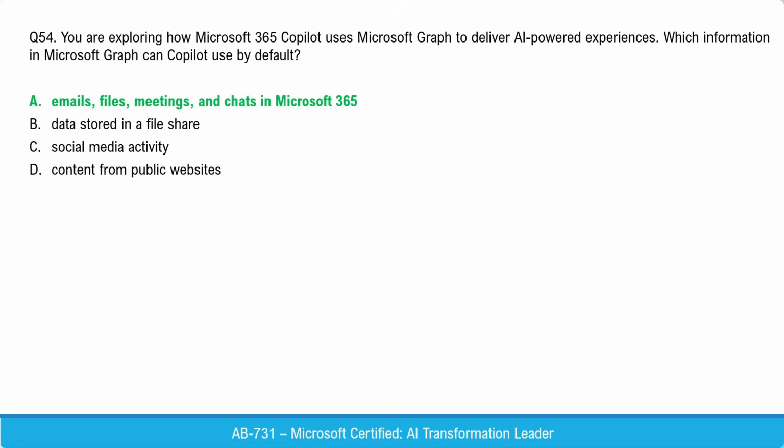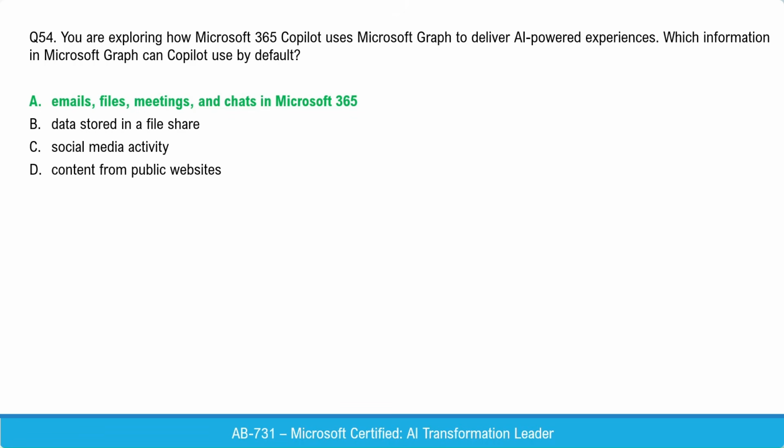This means when you ask a question, Copilot does not just generate a generic answer. Instead, it looks at your emails, documents, meetings, and chats, and then generates a response that is very relevant to your work. Now, looking at option A, it correctly includes emails, files, meetings, and chats. These are all native to M365 and are available through Microsoft Graph by default, subject to user permissions.